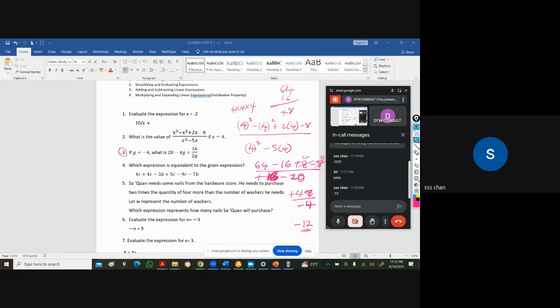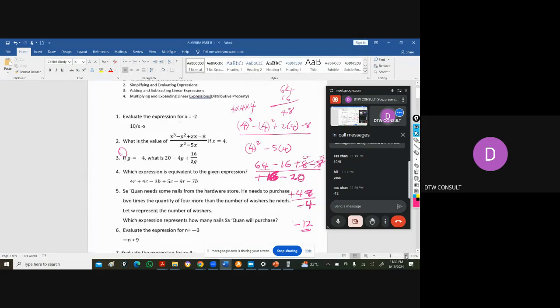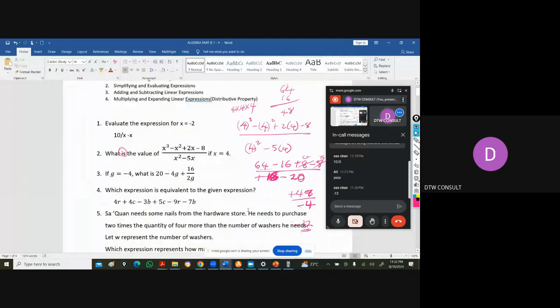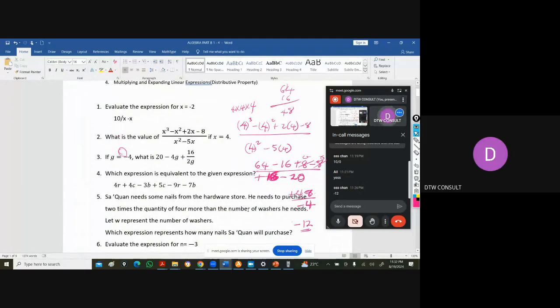Can you increase the size, Miss Blessing? The font is small. Okay. Is this okay? Yes, thank you. Okay, so what is the question? Okay, class. What is G?